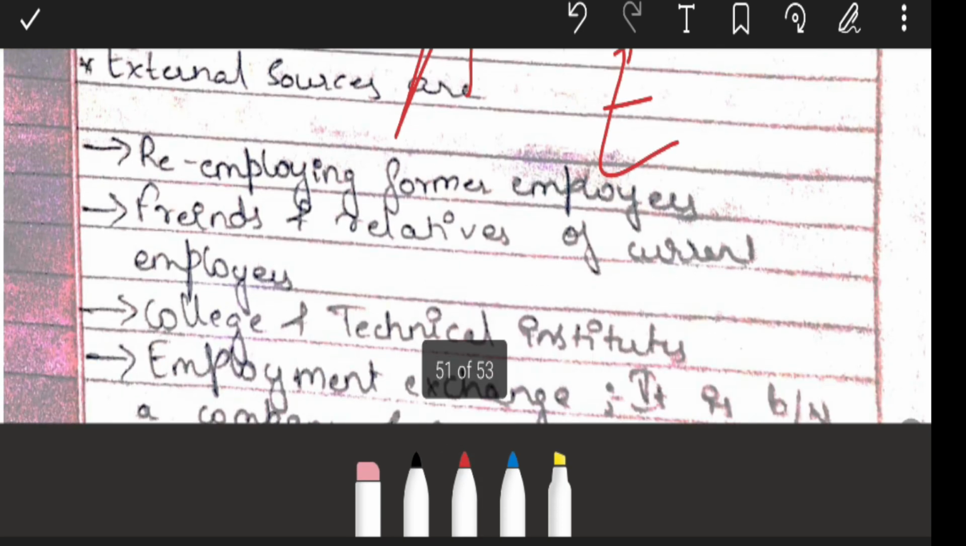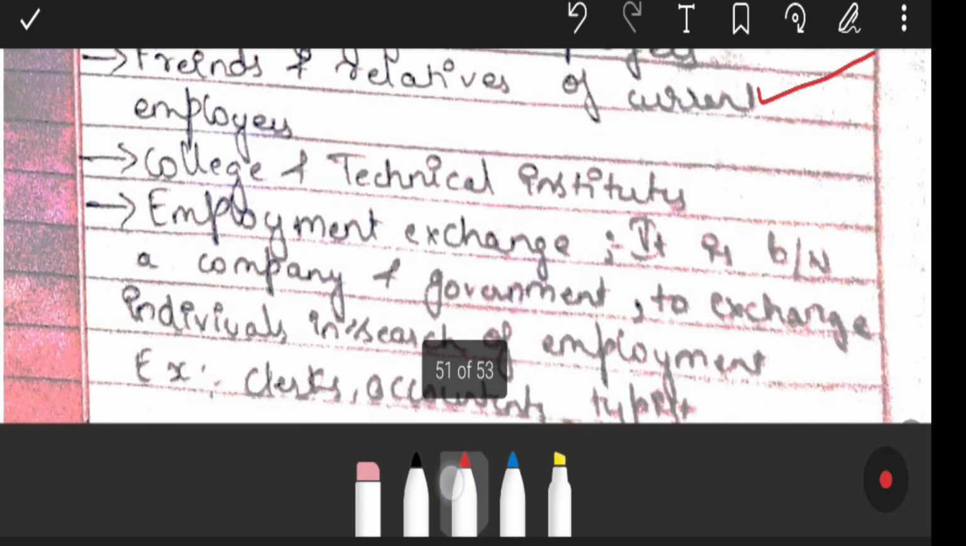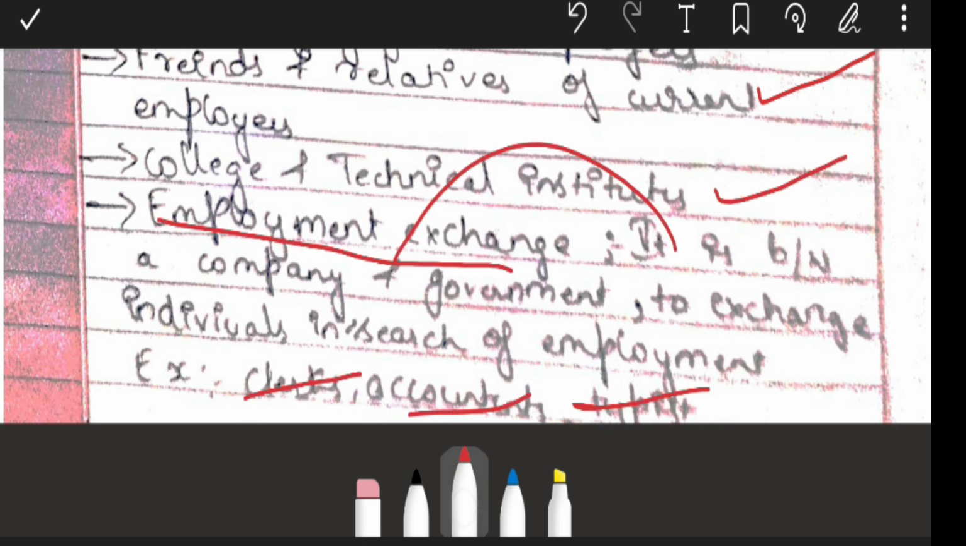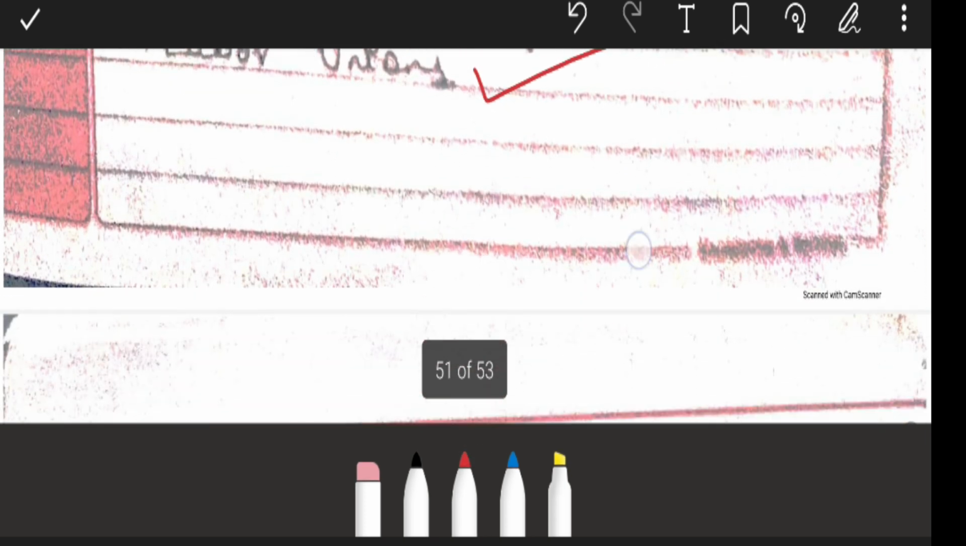External sources include re-employing former employees. If a company has removed someone, they can re-employ them. Friends and relatives of current employees, like referrals; colleges and training institutes, where a company can contact a college or technical institute. Employment exchange, done between a company and the government, like the MGNREGA scheme, with the help of which clerks, accountants and typists are mostly hired. Advertising for a job, and labor unions, which a company can contact to get employees.